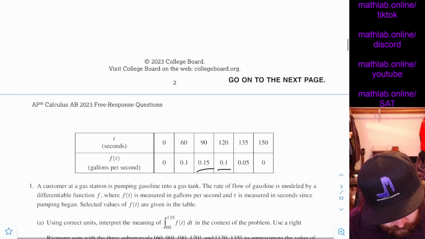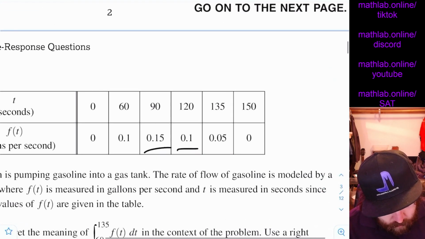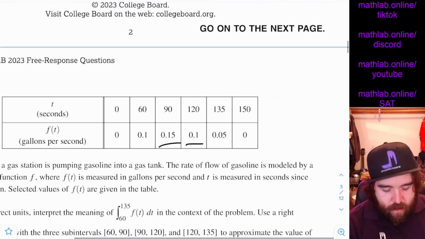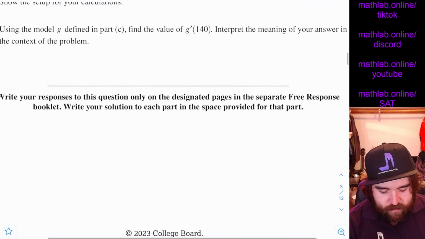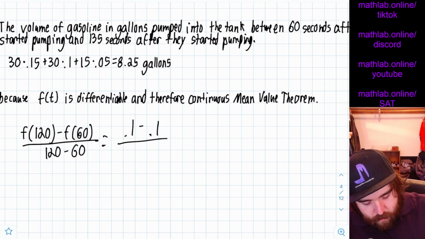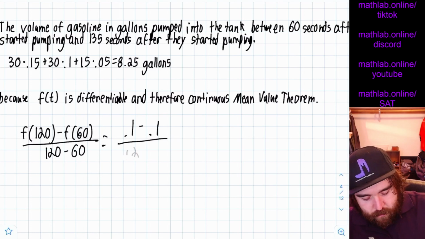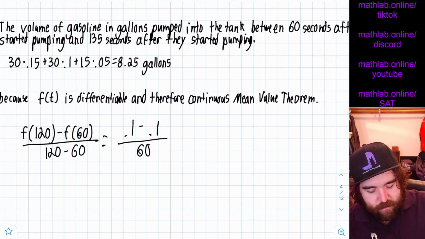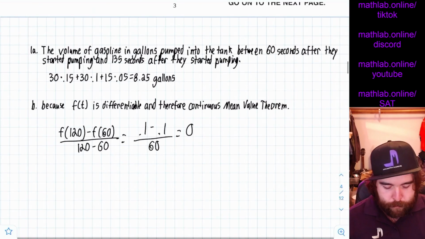What is f of 120? It is 0.1. Oh yeah, 0.1. Okay, no, it works out nice. Because f of 20 is 0.1, f of 60 is 0.1, and then this is just 60. So that's 0 over 60. So that's 0.